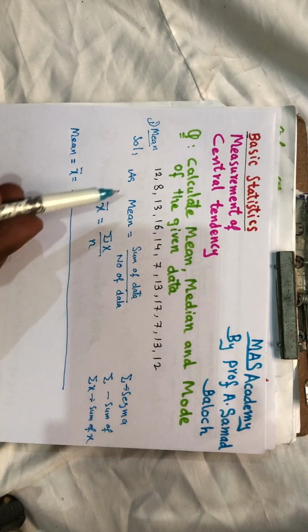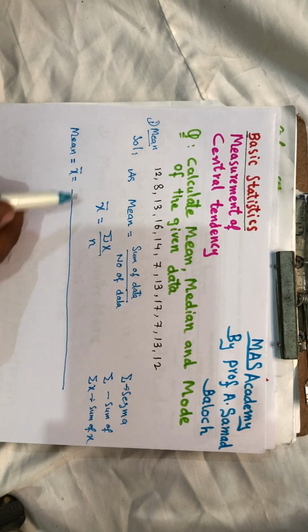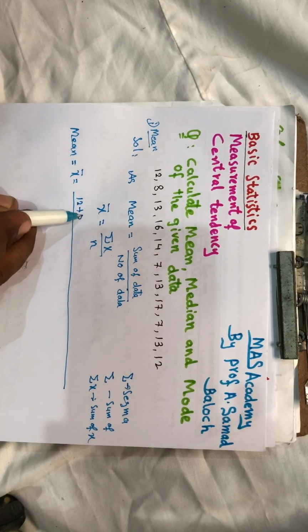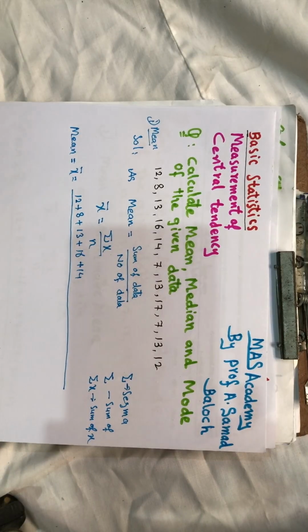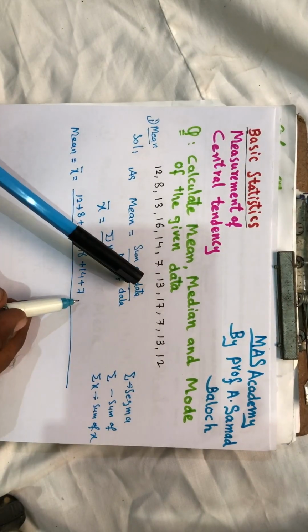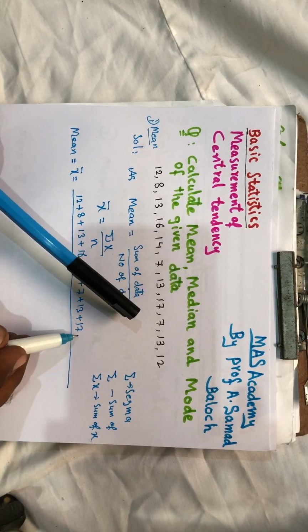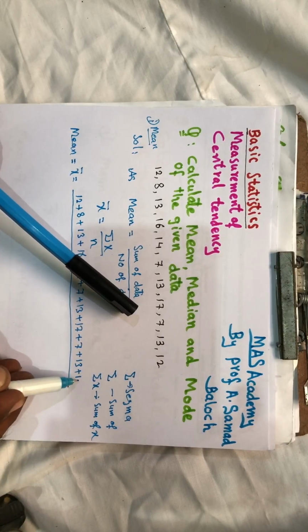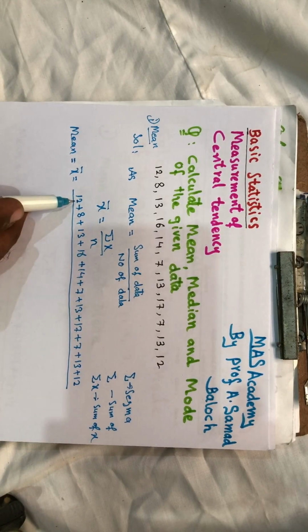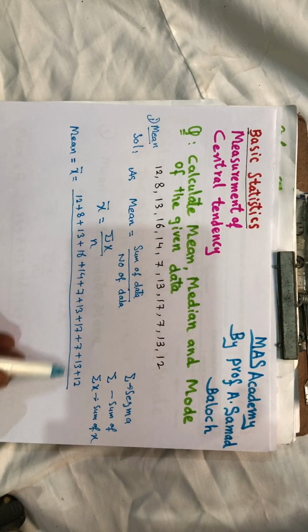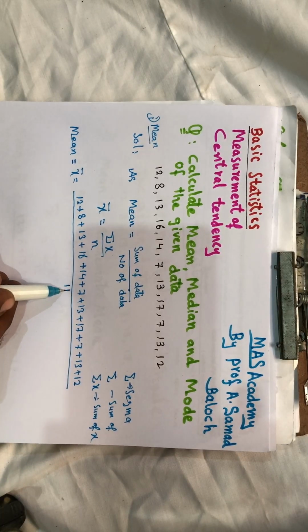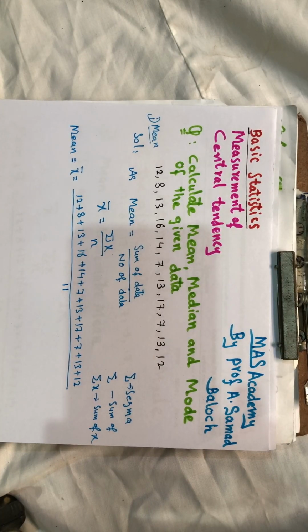Right now we are doing what? We are adding the data, the observations, the numbers we have: 12 plus 8 plus 13 plus 16 plus 14, 7, 13, 17, 7, 13, 12, till the last, whatever data we have. And after counting the data, we can observe that there are 11 observations or 11 data. That's why we divide it by 11.